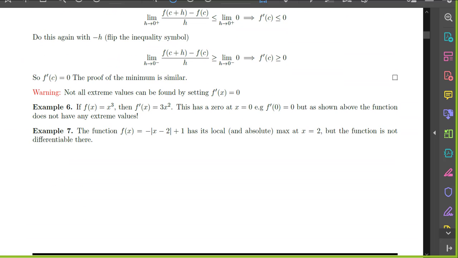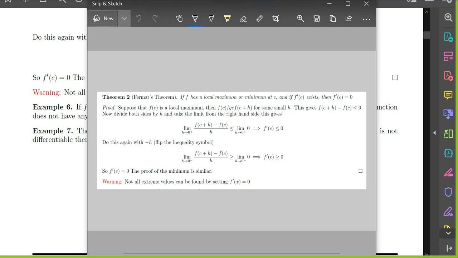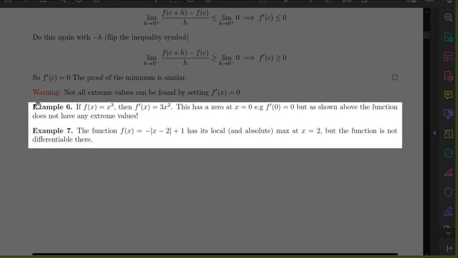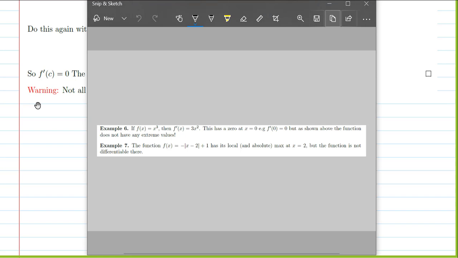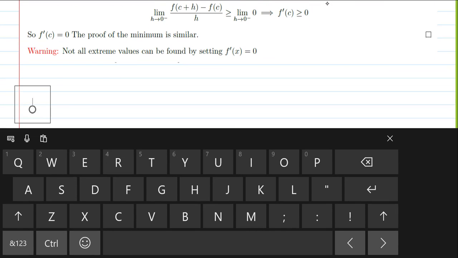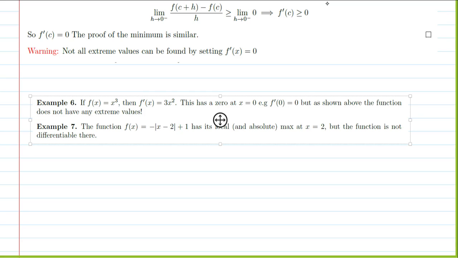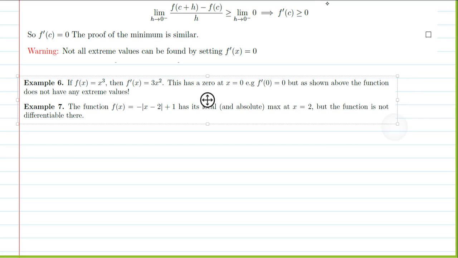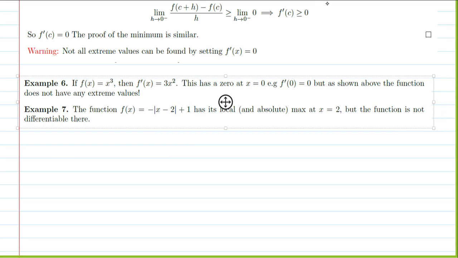All right, so we actually already did example 6, but we'll talk about it again, and we'll focus then on example 7. So as we saw earlier when we looked at the graph of f of x equals x cubed, and when we set its derivative equal to 0, f prime of 0 is 0, but as we saw above, the function doesn't have any extreme values. So we had a derivative equal to 0, but we did not have a max or a min value there.